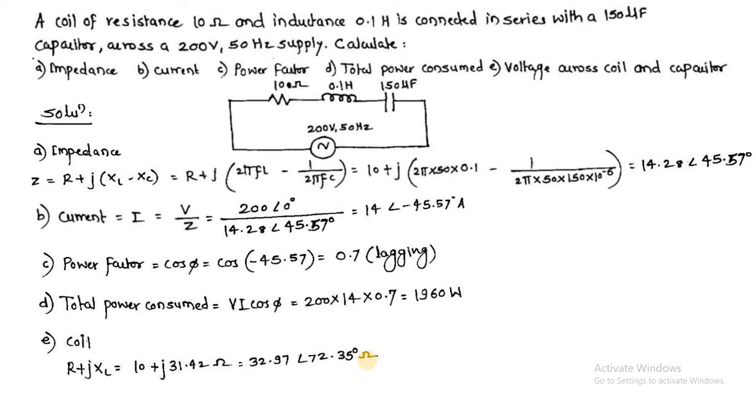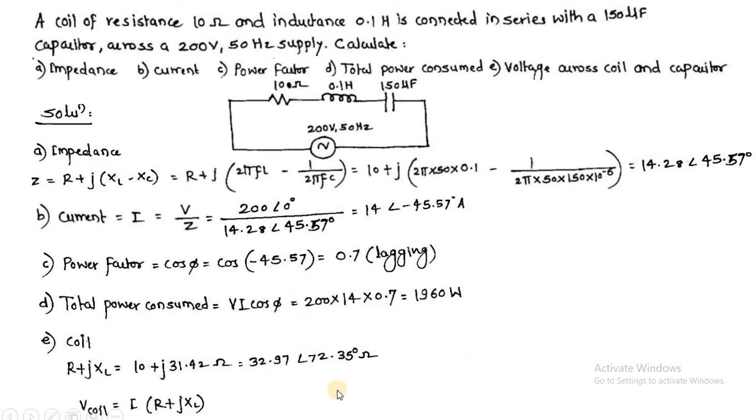Why? Because to find the voltage across the coil, I have to multiply that opposition R plus jXL by I. So I have to take the multiplication of the current and the total opposition offered by the coil. To do this operation, I require the polar form of R plus jXL, so here I have written the polar form directly. You can calculate the polar form. So the impedance of the coil in polar form is 32.97 at an angle 72.35 degree.